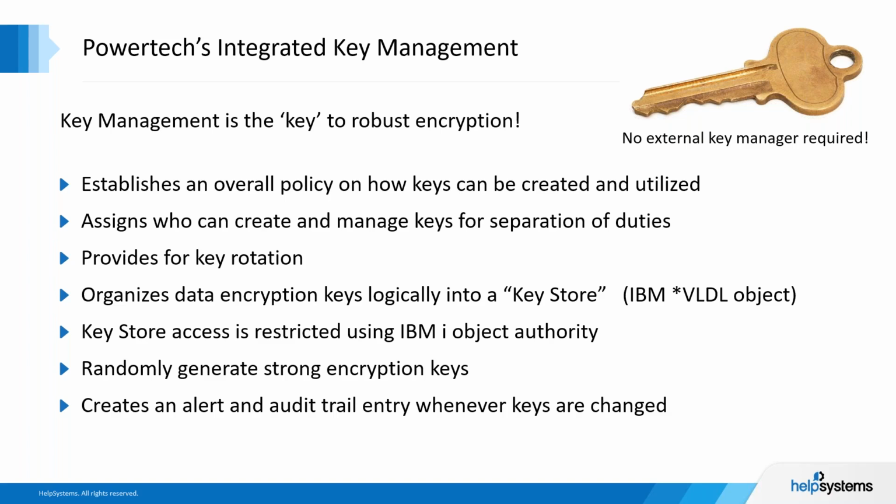We're able to handle the key rotation, and we manage our keys in a special key store. Now, the keys themselves are stored in a special object called a validation list. And a validation list is an operating system object. It's natively in an encrypted state. There are special APIs that have to be called in order to extract it out. So even somebody with all object can't just display the contents of this object using a command.